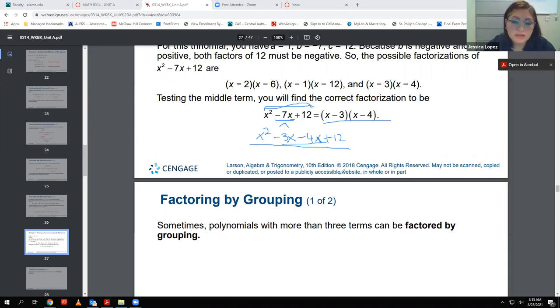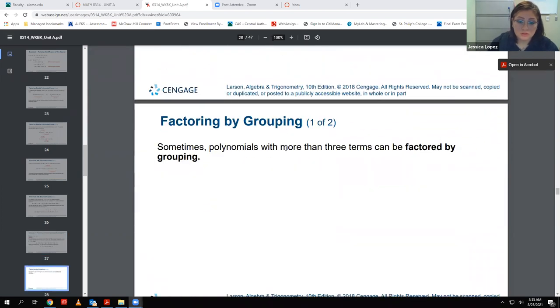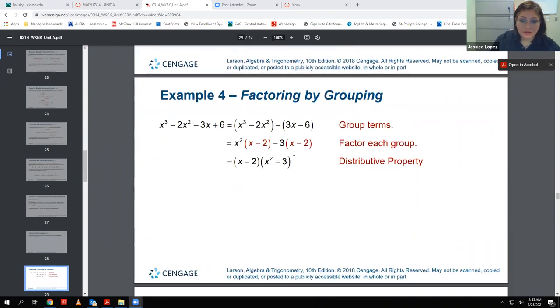The hard part with the AC method is, how do I come up with these two numbers? Why didn't I use negative 1 and negative 6 instead, right? There's a reason. I will show that to you when we get to the AC method. But for now, just understand that we do need to know how to factor by grouping in order to factor using the AC method. So how do we do that?